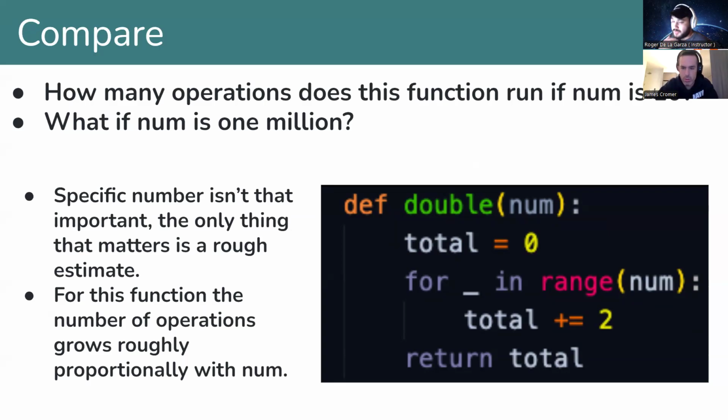What if num is 1 million? Once again, it depends on the size of num. It'll take 1,000,000 operations. Why? Because it's using a for loop: for underscore in range of num, total plus equals 2. So it's going to do this however big num is because of that for loop. That for loop makes this operation run multiple times within the range of whatever num is. The specific number isn't that important. The only thing that matters is a rough estimate. For this function, the number of operations grows roughly proportionally with num. So however big num is will determine how many iterations our code is going to take.